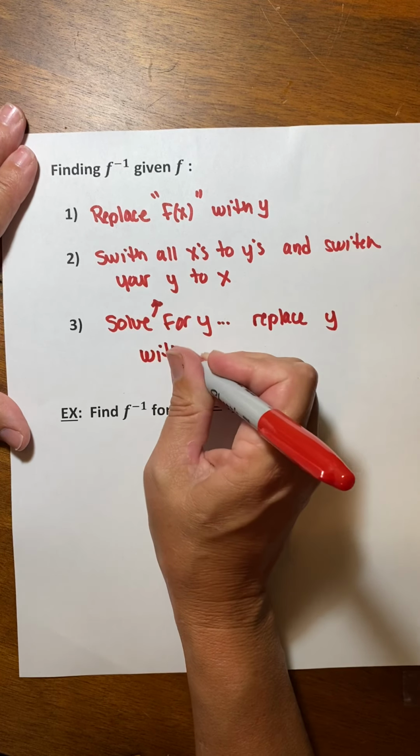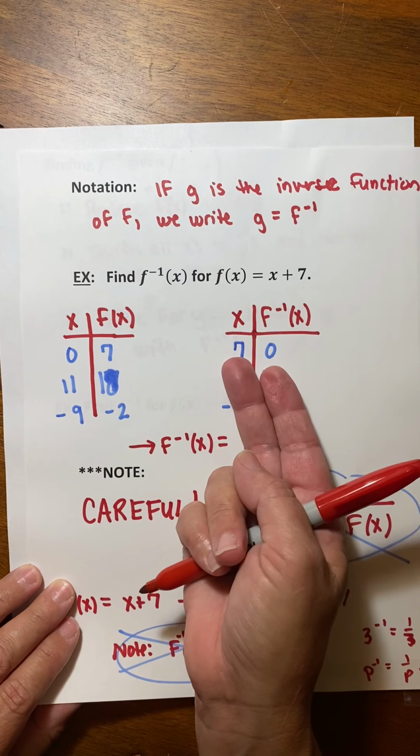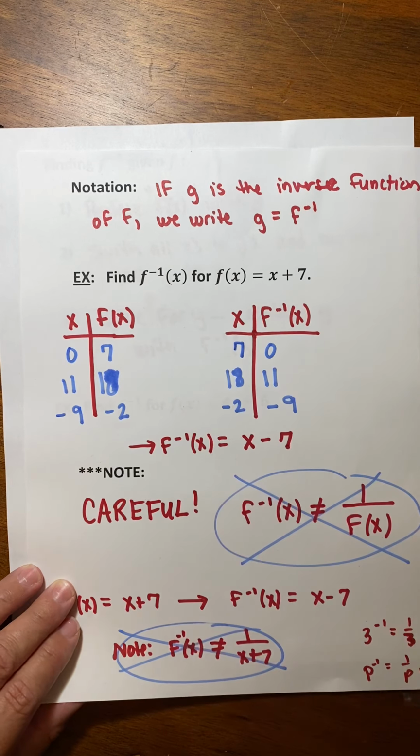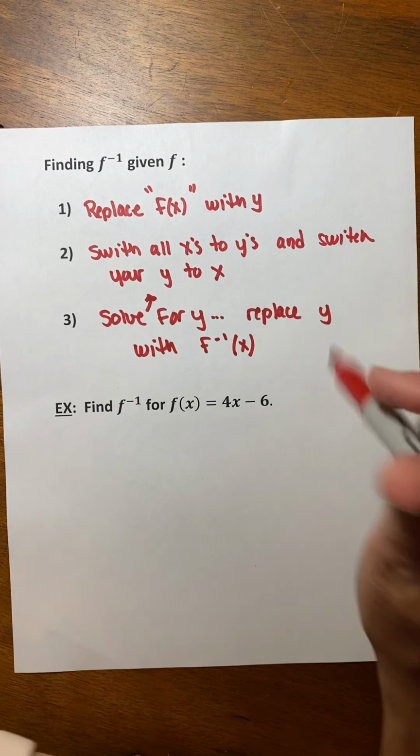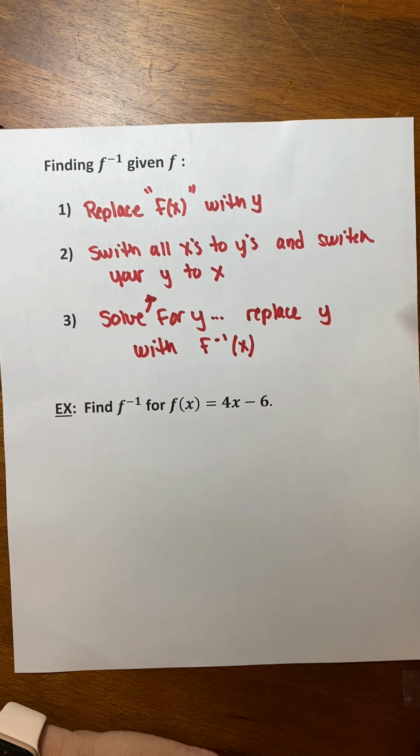So remember, what an inverse function does is just literally reverse the roles of x and y. If x is 0 and y is 7, then x becomes 7 and y becomes 0 in the inverse function. So we're going to literally just call f of x y, that is right as an equation, switch all your x's to y's and your one y to x, because it's a function, there's only going to be the one y, and then solve for y.